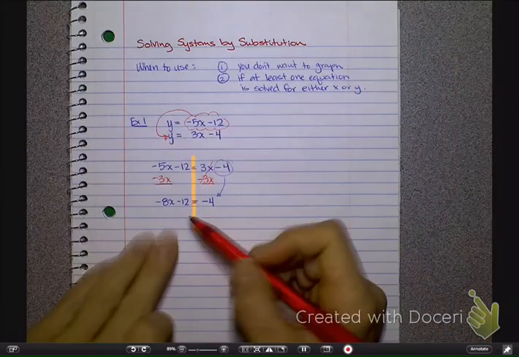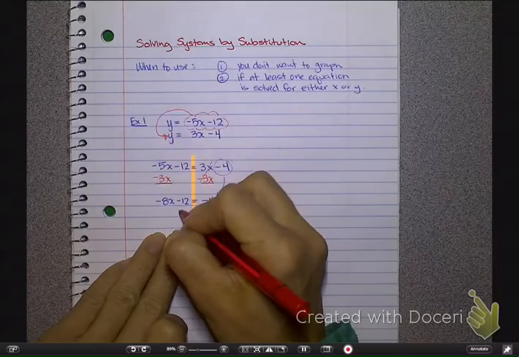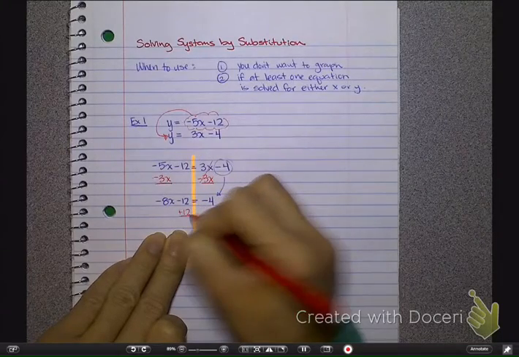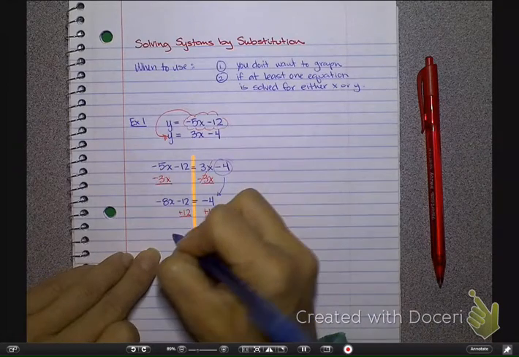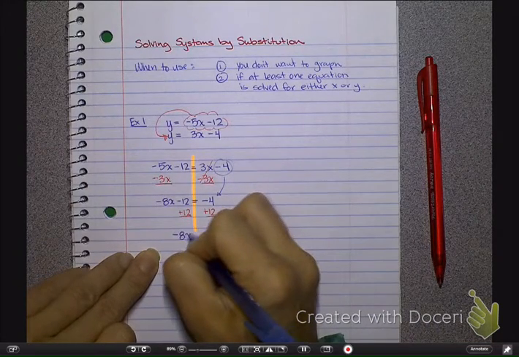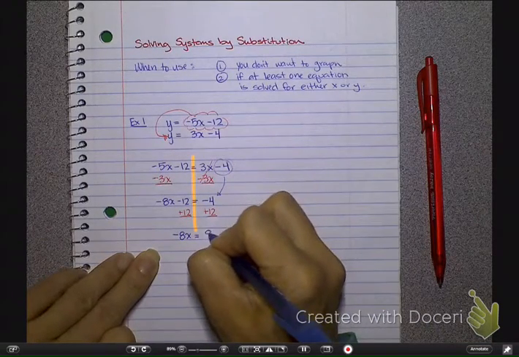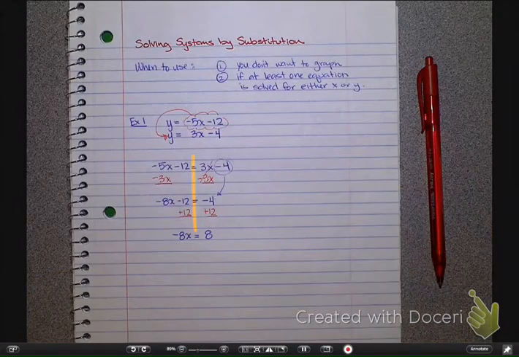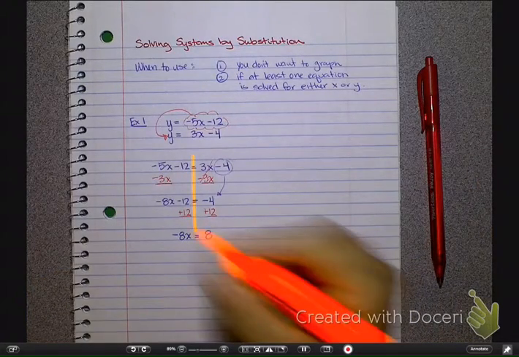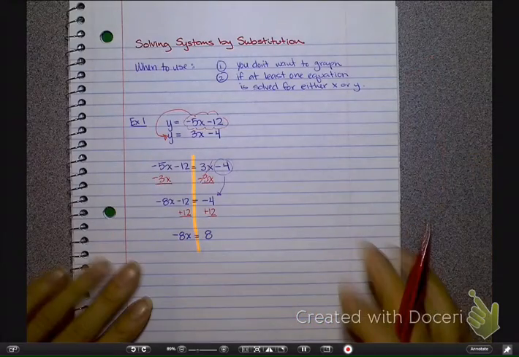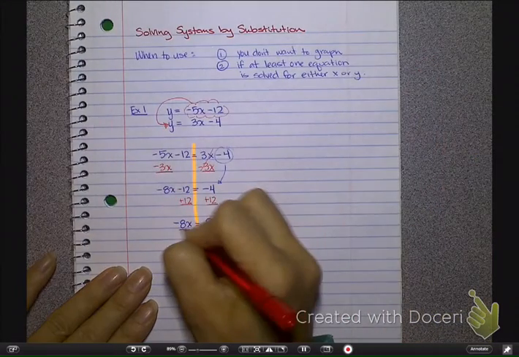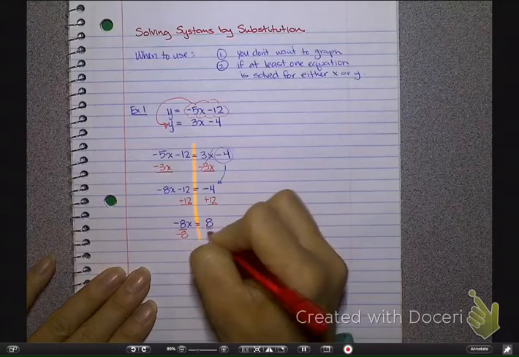Okay, so now I'm going to move the 12 over. So let's add 12 to both sides. What's negative 4 plus 12? Positive 8, right? Okay, so now how do I continue solving this? Yeah, divide by negative 8. Good. So I'm going to go ahead and divide by negative 8 on both sides.